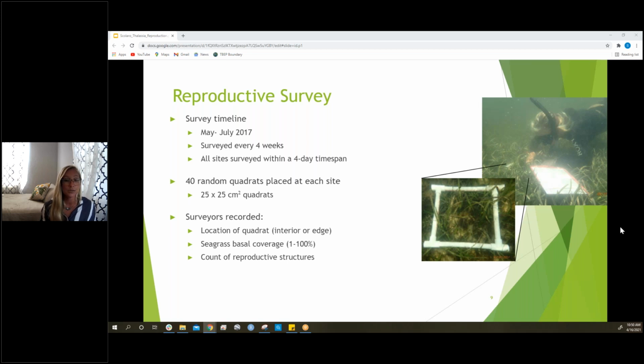So all of the sites were surveyed every 4 weeks from May to July in 2017. At each site, we put down 40 quarter-meter squared quadrats, and they were randomly placed in Thalassia dominated sections of the seagrass beds. Then within each quadrat, we recorded the location of that quadrat, so whether it was on the interior of the bed or on the edge of the bed, the count of reproductive structures, and the total coverage of seagrass.